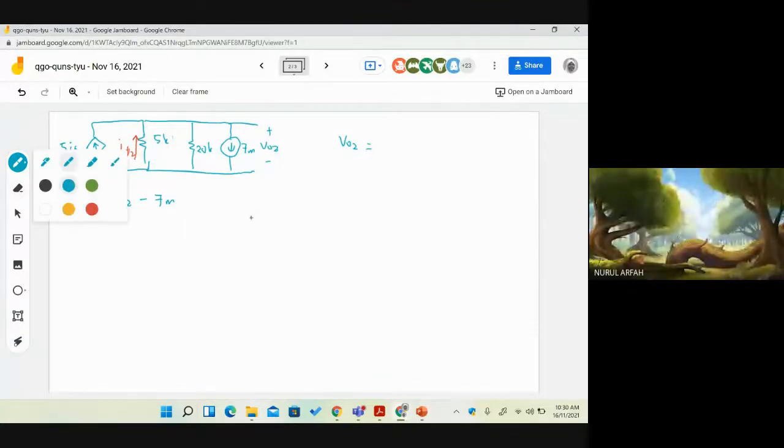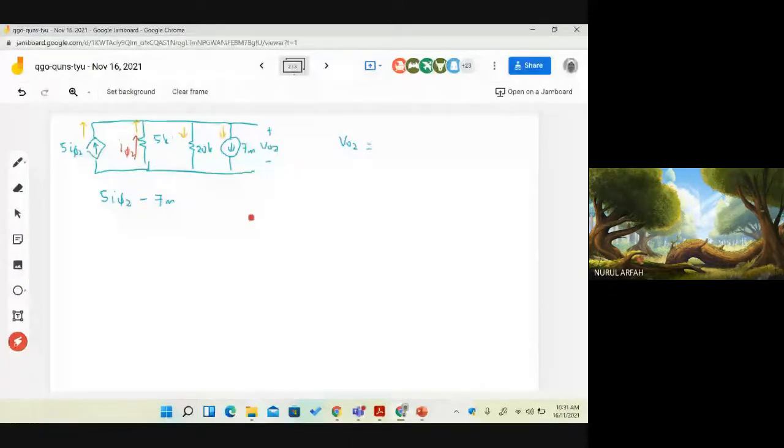Sebenarnya for each of these branches, dia macam ni. Okay, I put a yellow color. This branch going up, okay, and this branch going up, the current. And then the 20K here, maybe the current is, let's say we put a going down. And then the last one going down, okay. Each one of this branch actually have their own current. Okay, so you cannot simply combine these two resistors. Because when you combine these two, you're going to remove the current through 5K and current through 20.